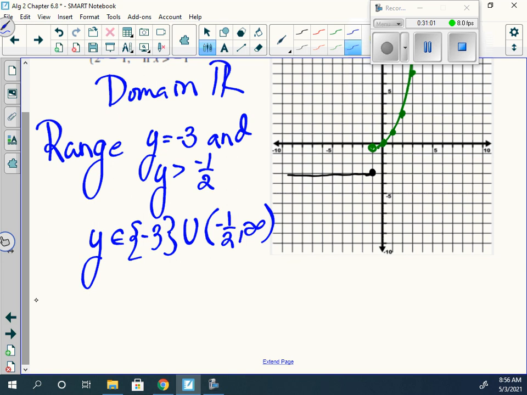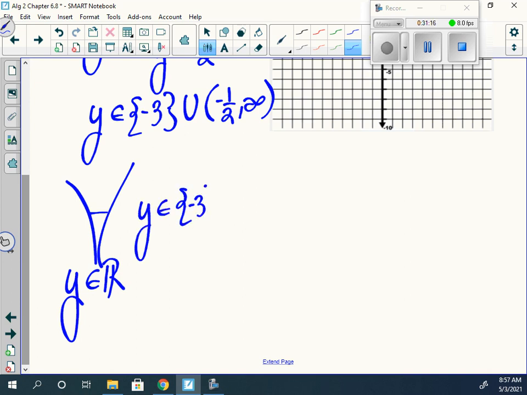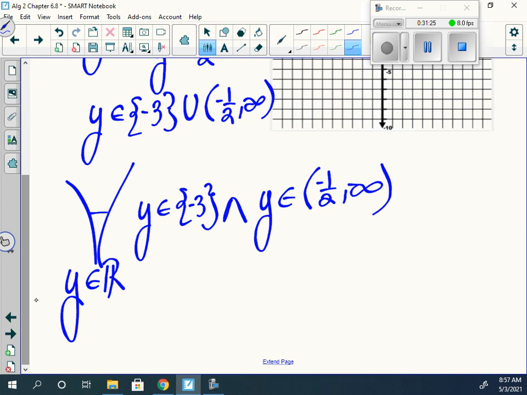Now we can get into the more rigorous definitions that we can say all values of y, element of the real numbers, such that y is an element of {-3} and y is an element of (-1/2, infinity). I mean, there's just different ways to write it, to say the same thing. And all of these here are describing the range of the function.